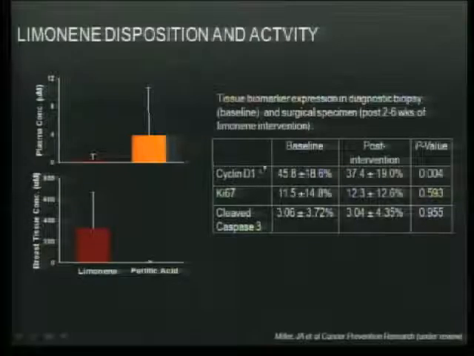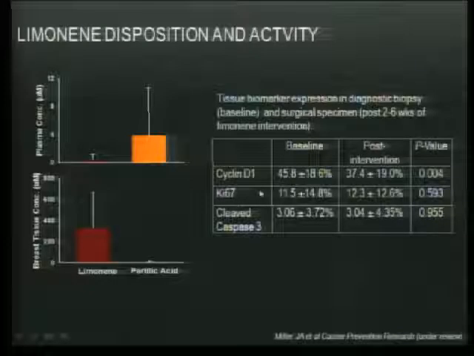We also looked at tissue biomarker expression in the biopsy at baseline and in the surgical specimen. So cyclin D1 is a cell cycle regulator. It kind of pushes cells through the G1 phase, and it's upregulated in breast cancer. And we showed a significant decrease in cyclin D1 from pre to post intervention, and a pretty strong p-value.